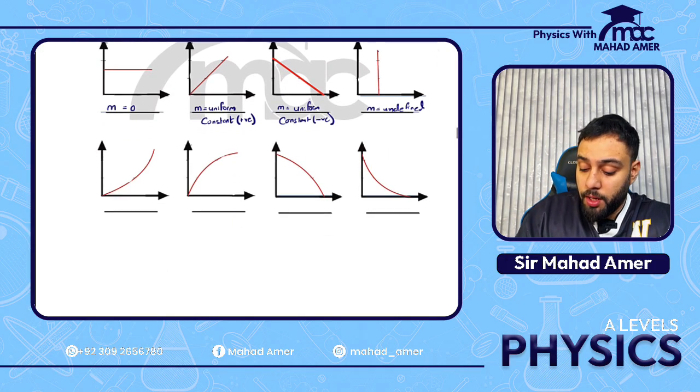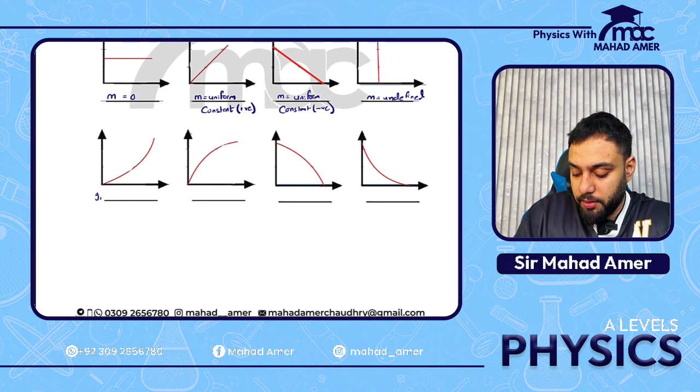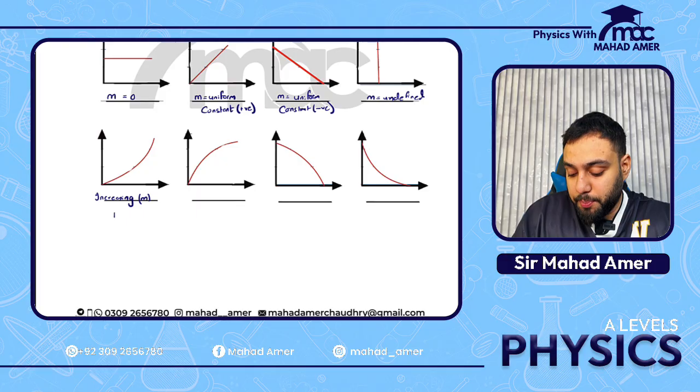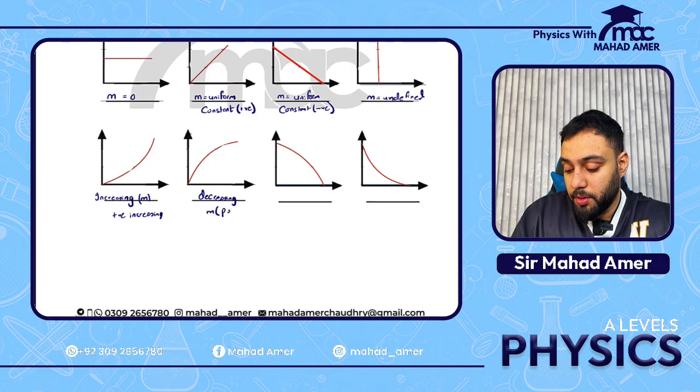Okay. This is an increasing gradient curve. So in this curve, there's an increasing gradient, like it's positive and increasing. This is a decreasing gradient curve. You need to actually understand that. And still positive.